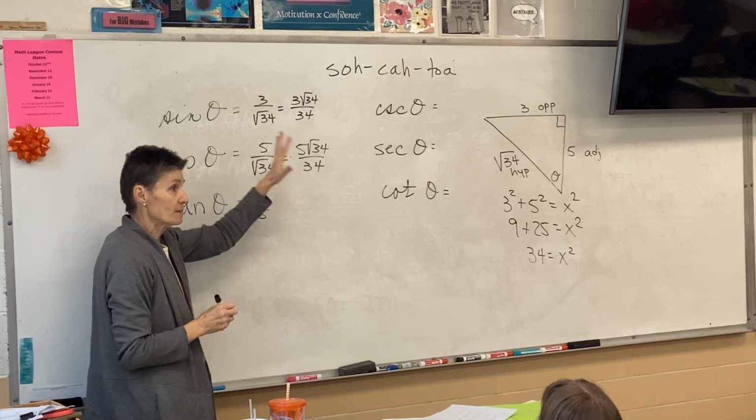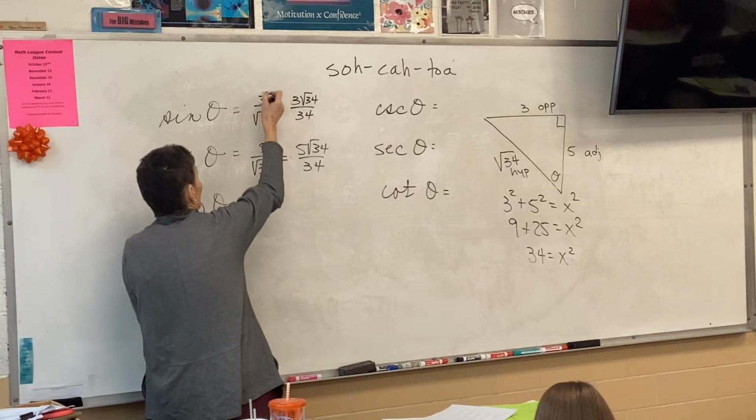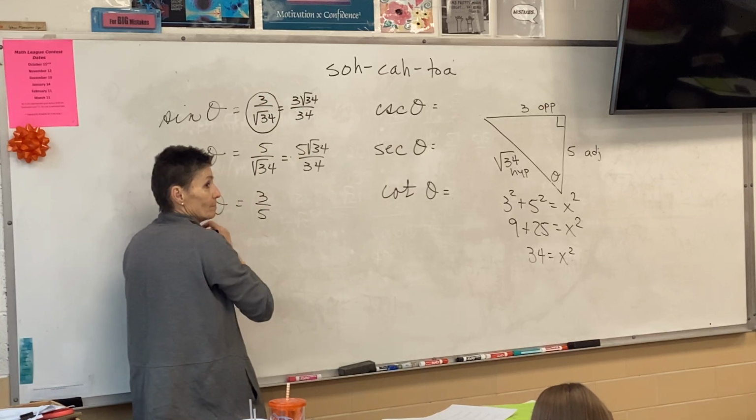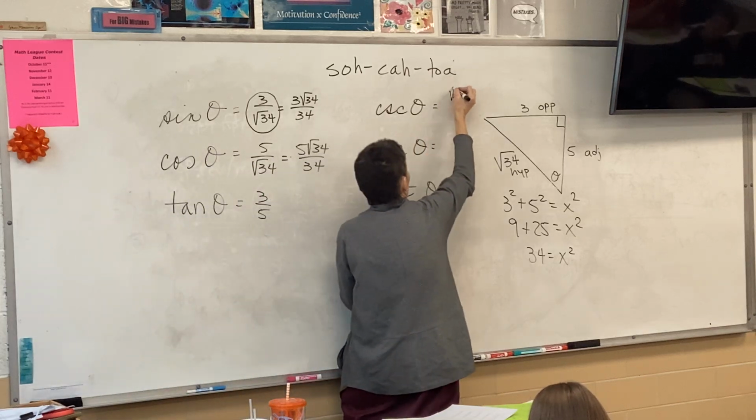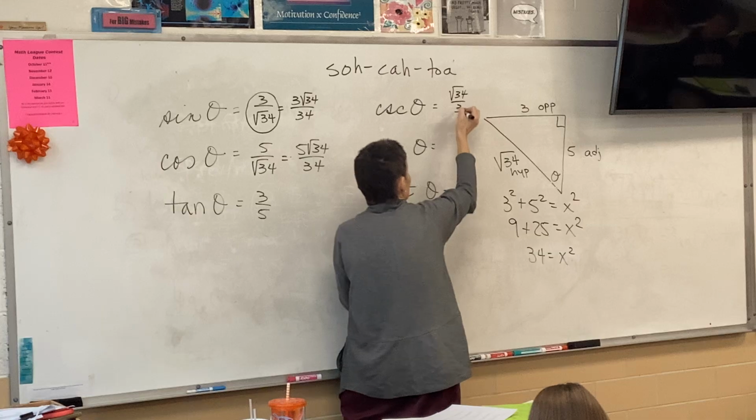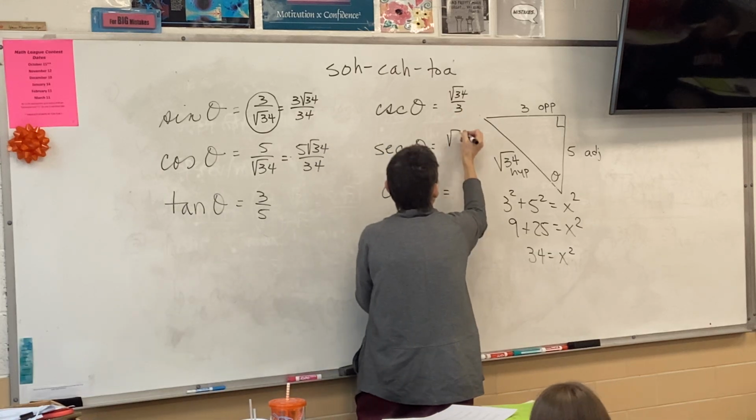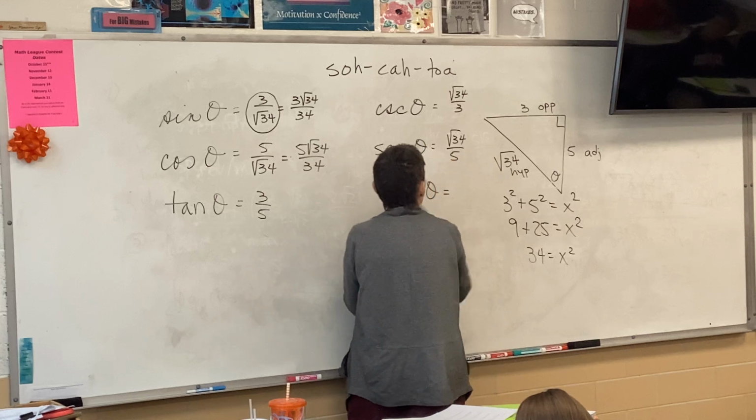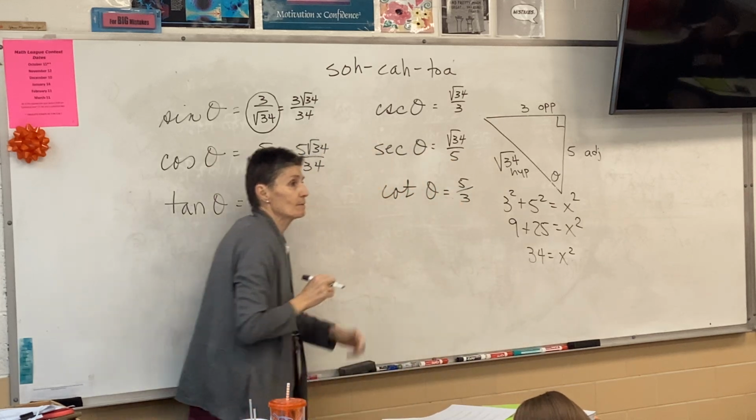Now, what happens in the other column? We just flip. And when you flip the unsimplified form. So what's the cosecant? √34/3. And the secant is √34/5. And the cotangent is 5/3.